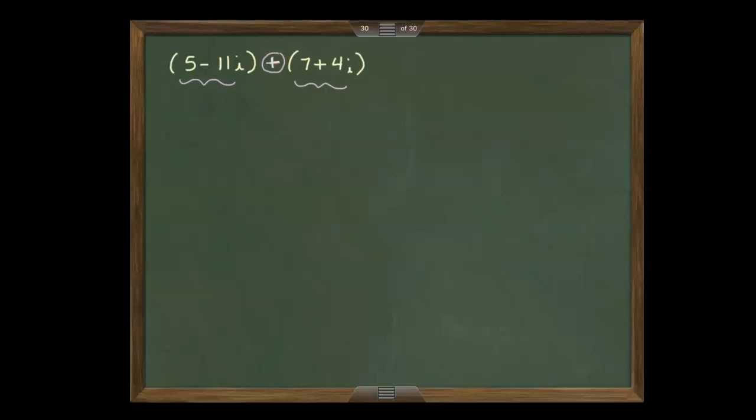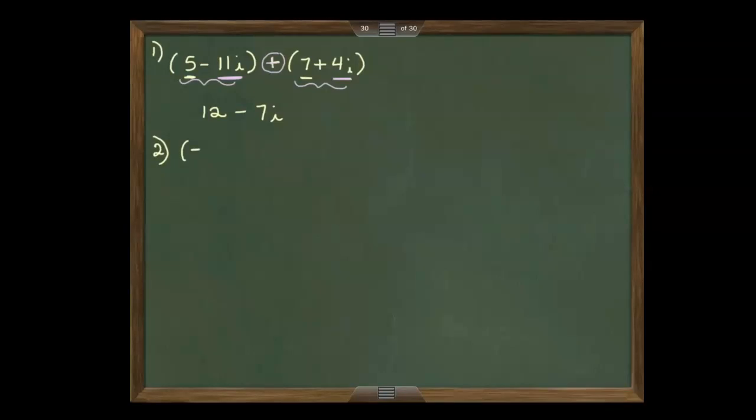Okay, so to add two complex numbers, we simply add the real parts and add the imaginary parts. So 7 and 5 combine then to give us 12. That's our real number part of the answer. And then we have negative 11i and 4i, which will give us a negative 7i. And that's really all there is to adding complex numbers.